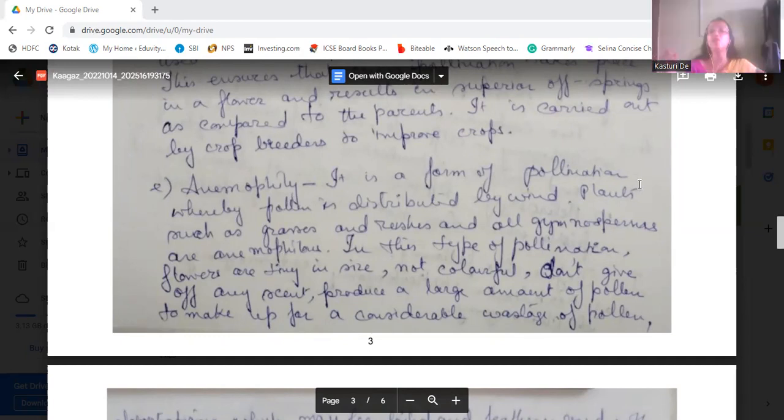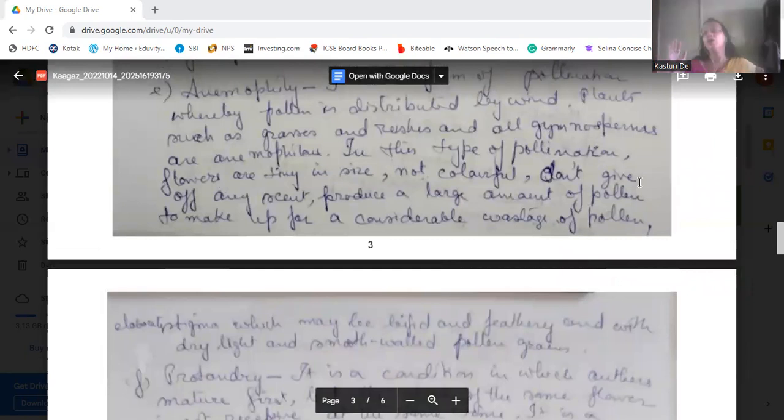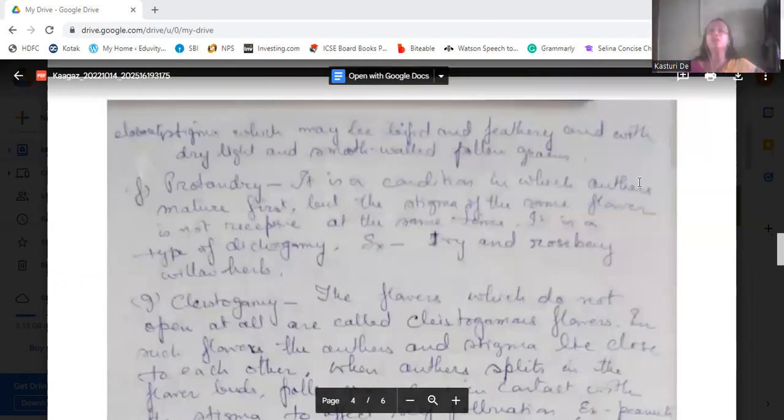They are tiny and don't give off any scent, but they produce a large amount of pollen, so that there is a lot of wastage of the pollen. To make up for the considerable wastage, a large amount of pollen grain is produced. Then the stigma is elaborate, generally bifid and feathery, and comes out of the flower to receive the pollen grains. The pollen grains are very dry, light, and smooth walled, so that they are easily carried by the wind, and they can fall on the stigma very easily.